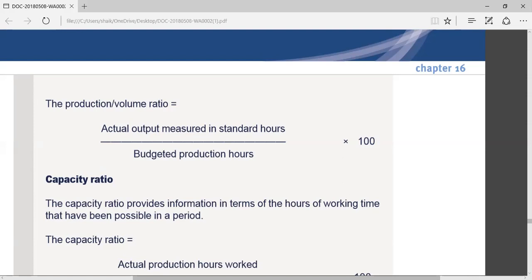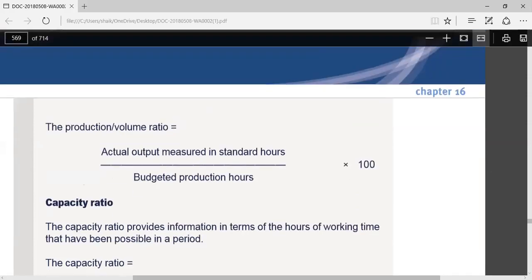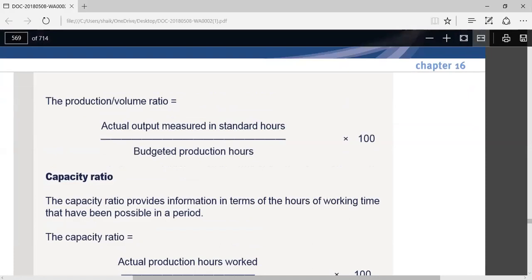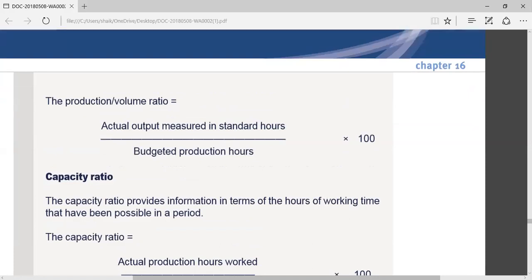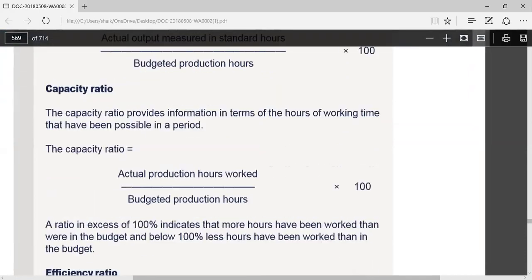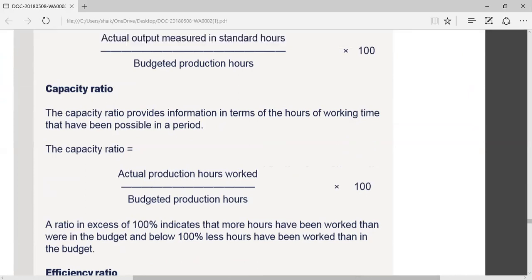Let me discuss the other ratio as well. Then I'll be coming towards an example and I'll be letting you know what is basically the production volume ratio. So, capacity ratio. The capacity ratio provides information in terms of the hours of working time that have been possible in a period. The capacity ratio is actual production hours worked divided by budgeted production hours. A ratio in excess of 100% indicates that more hours have been worked than were in the budget, and below 100% means fewer hours have been spent than were budgeted.